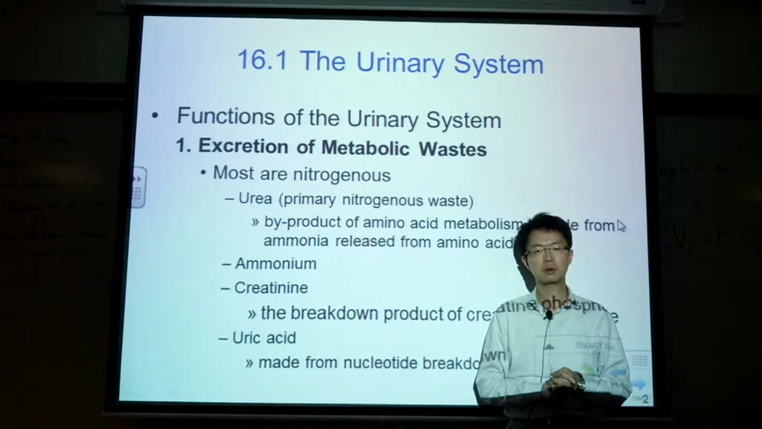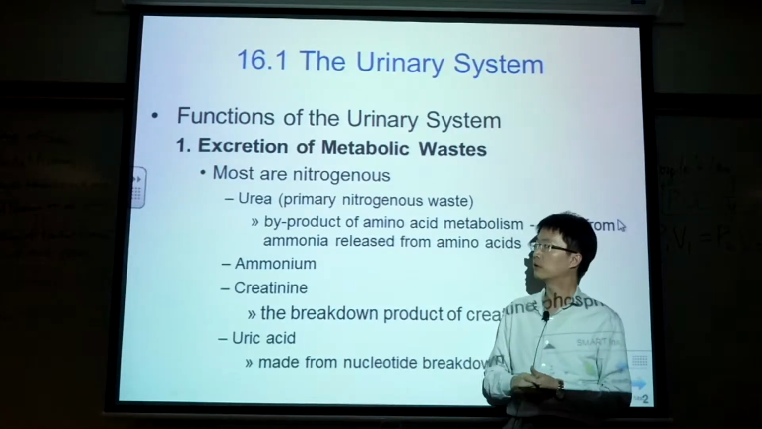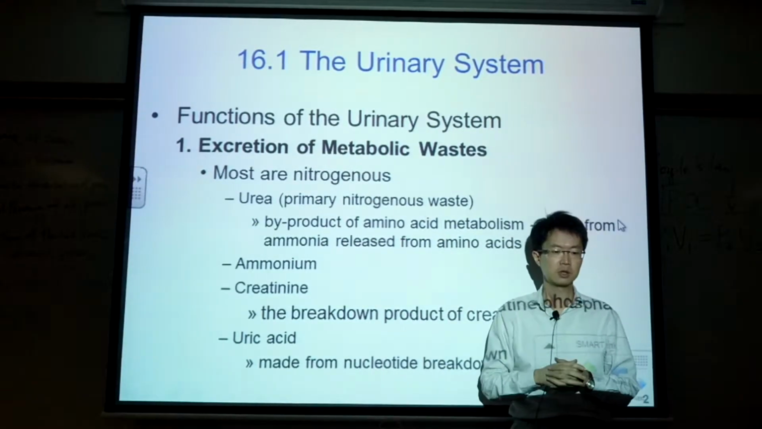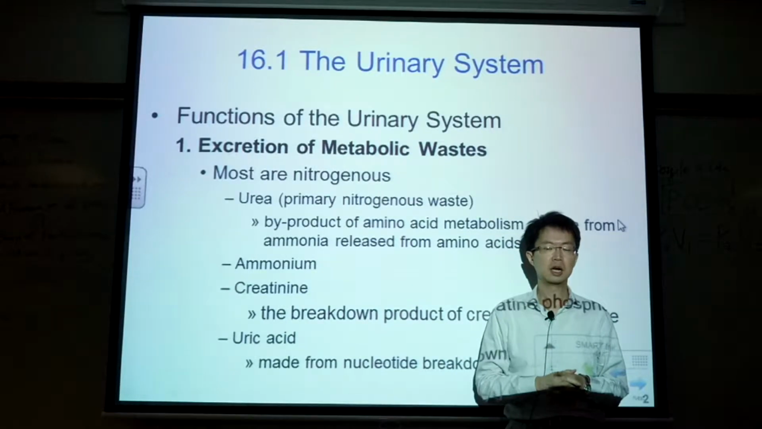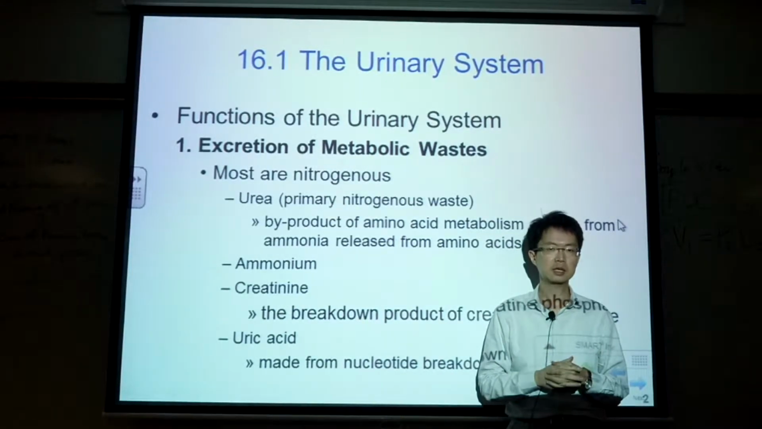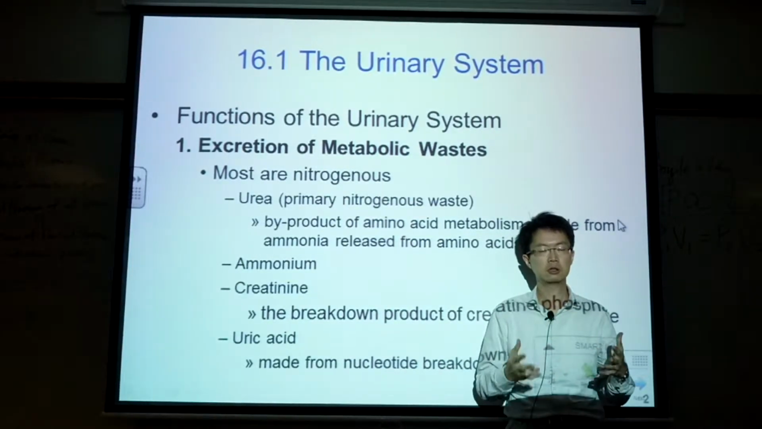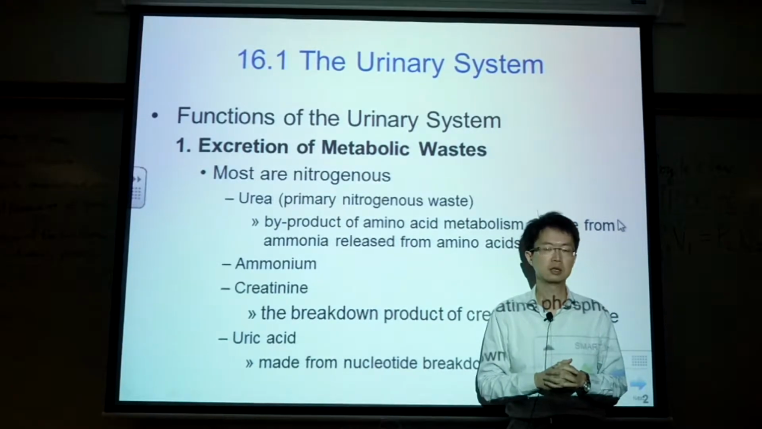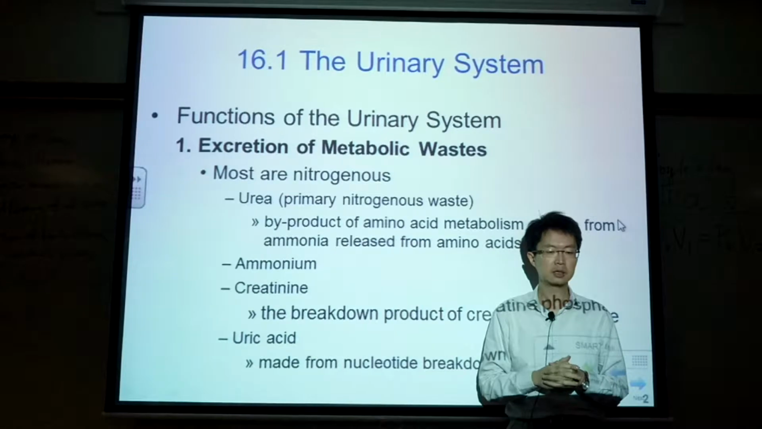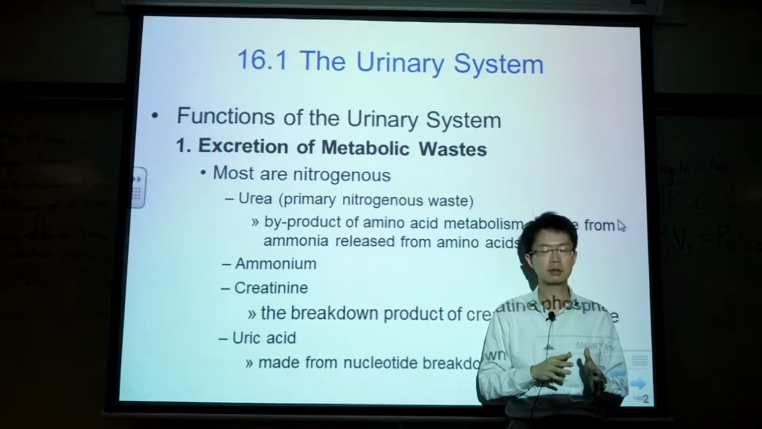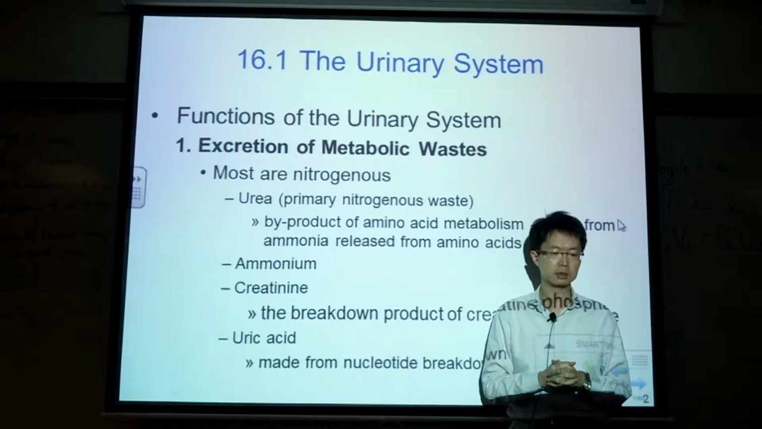What are the metabolic wastes we have in our body? The first one is urea. Urea is basically from when we have too much protein. When we have too much protein, our body cannot utilize all of it. Then the liver will break down protein into amino acids, and the amino acids will be converted into urea.